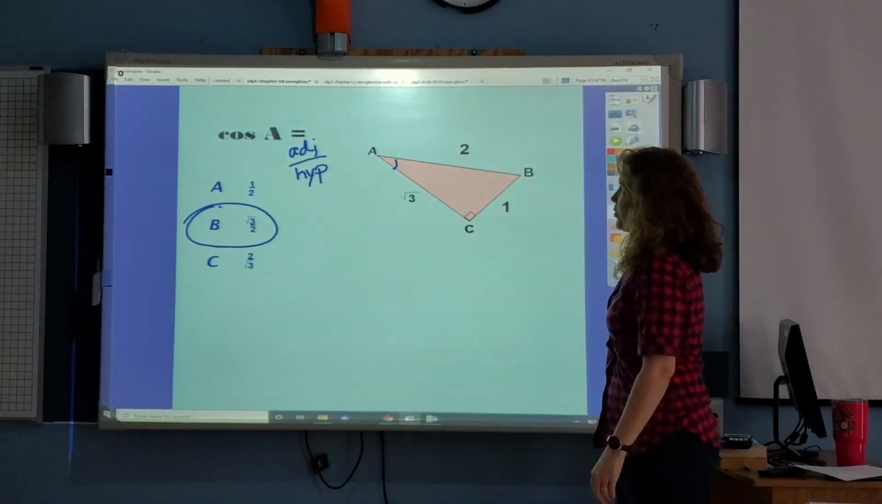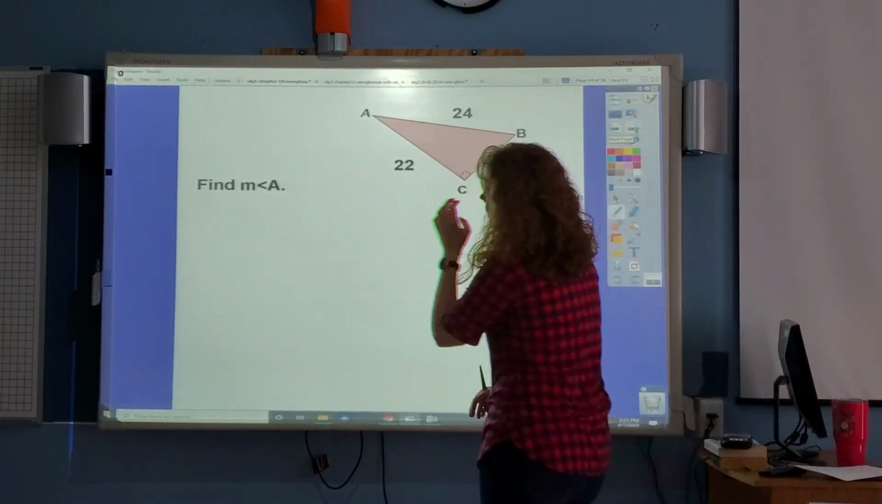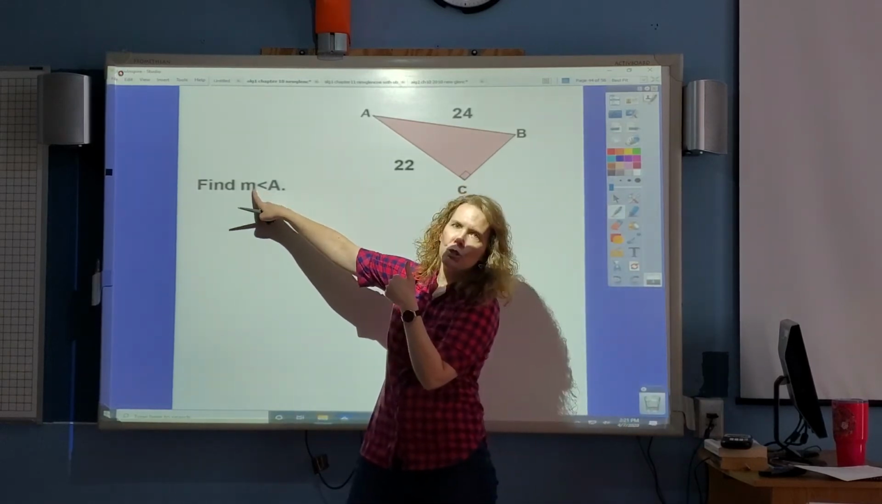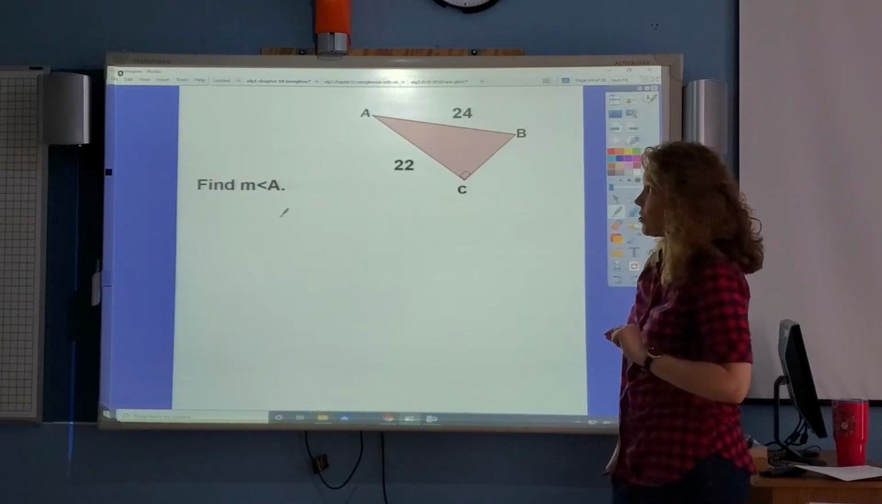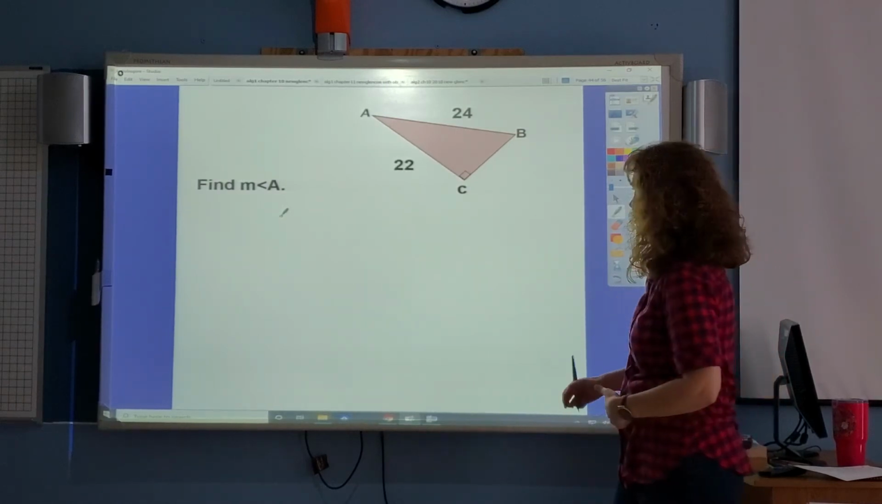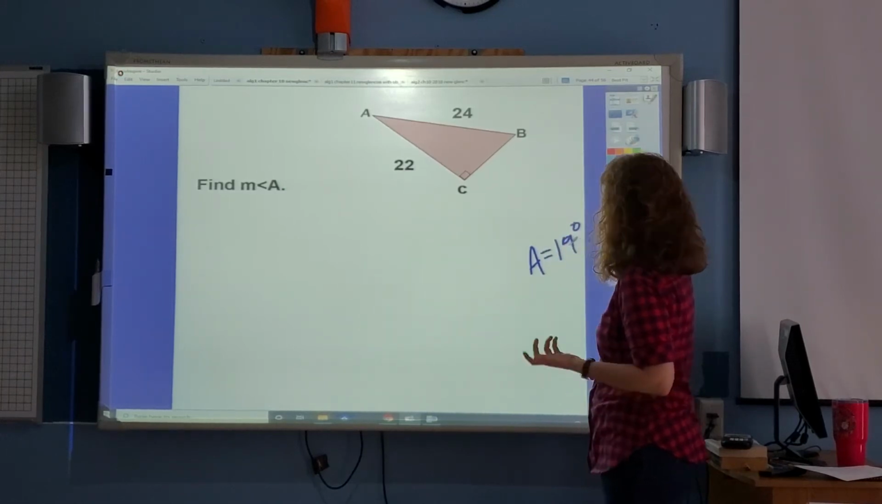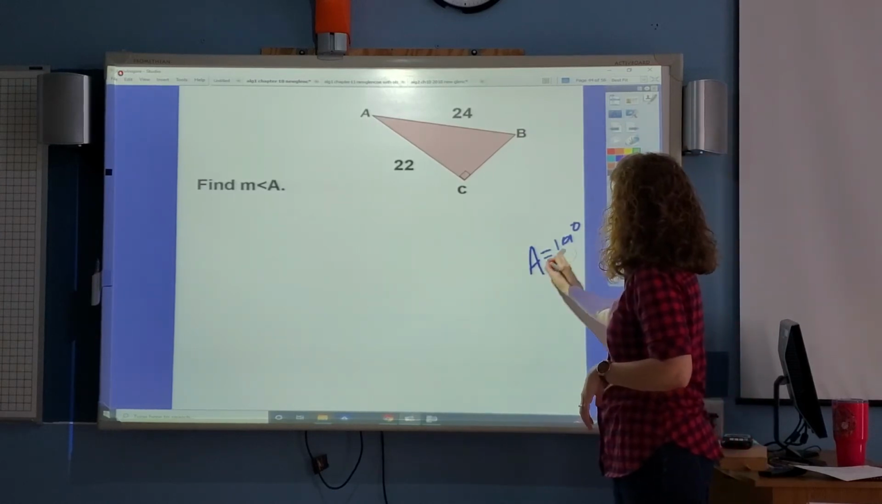Okay, now I'm going to show you what your homework looks like. I need you to understand this little m. When they give you this, they'll say find the measure of angle A. So know what that little m is talking about. In the very end of this problem, we're going to say the measure of A is 19 degrees or something like that. So make sure at the end of this problem you're stating your answer like that.